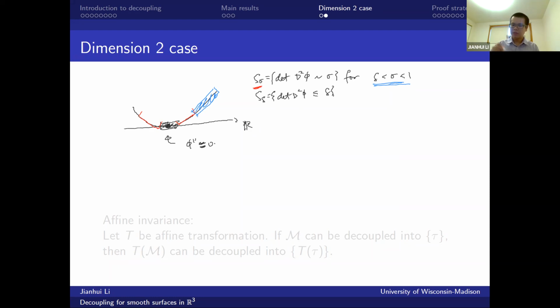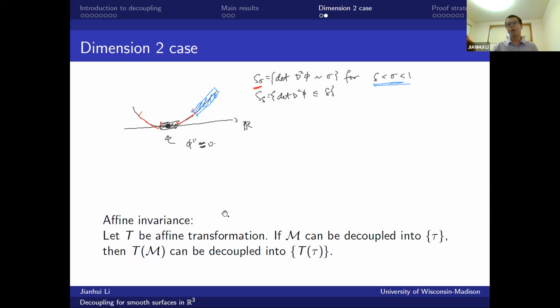And then what we do is to rescale this region. Because remember, one important factor about decoupling is that it's affine invariant. We can rescale this blue part to the whole unit interval. Okay, so remember, one thing is that after the rescaling, the Hessian determinant is still roughly the same, or maybe a different dyadic number.